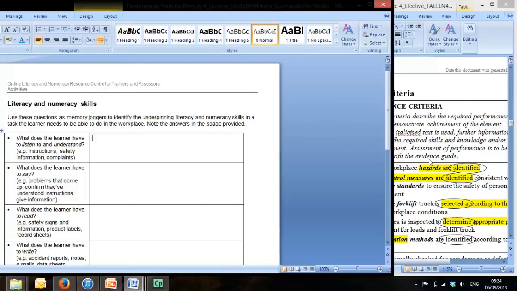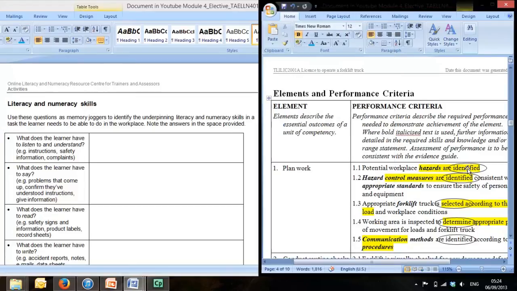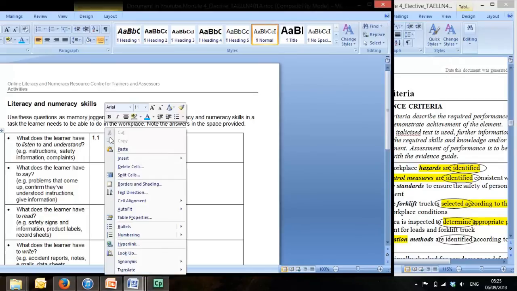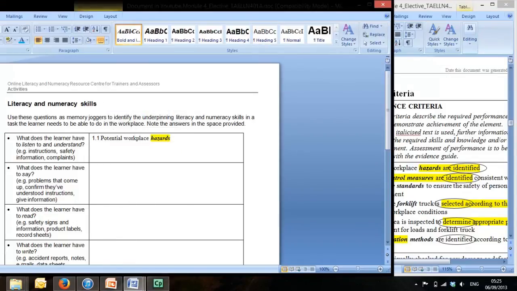So let's have a little look here. Hazards are identified. Now, hazards might be pointed out by Mike, the boss. So he would have to listen to and understand Mike's instructions, the safety information. So we can definitely say that it's this first one. So that's what he has to understand.